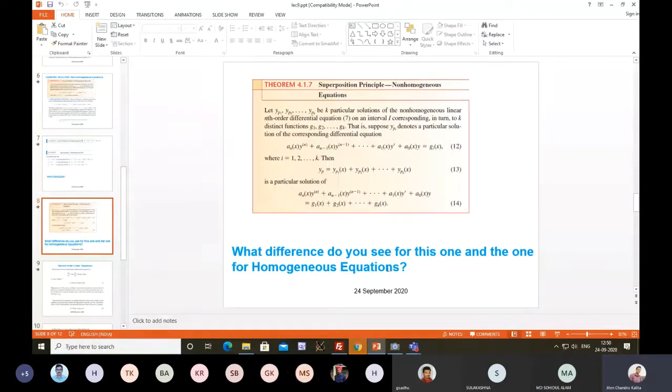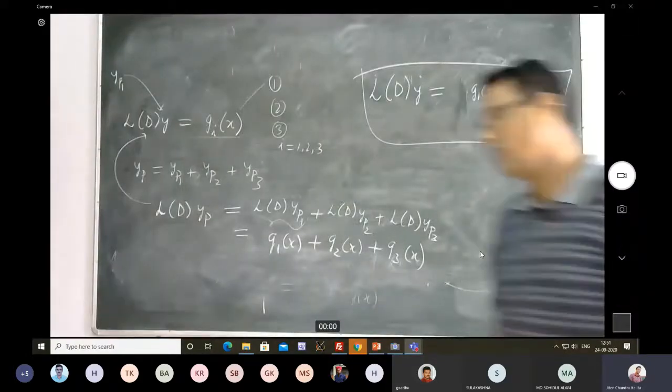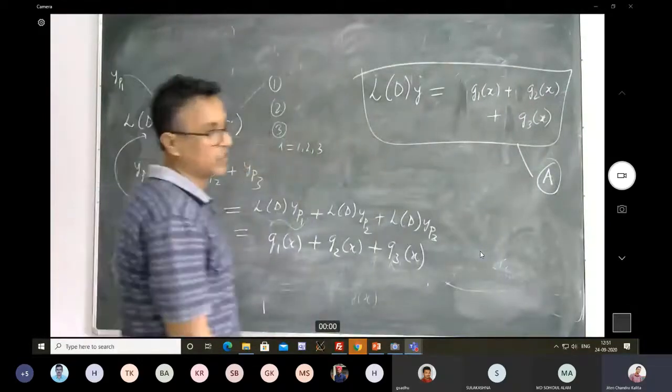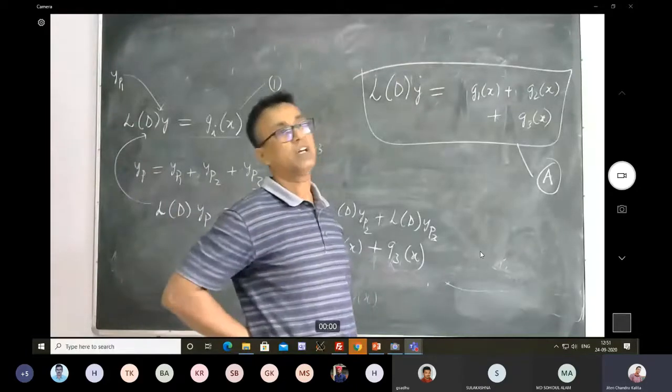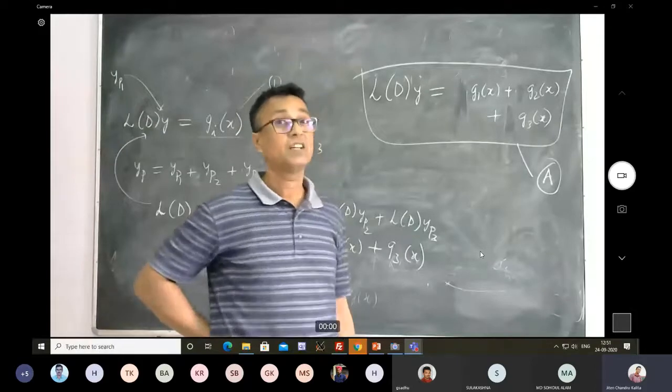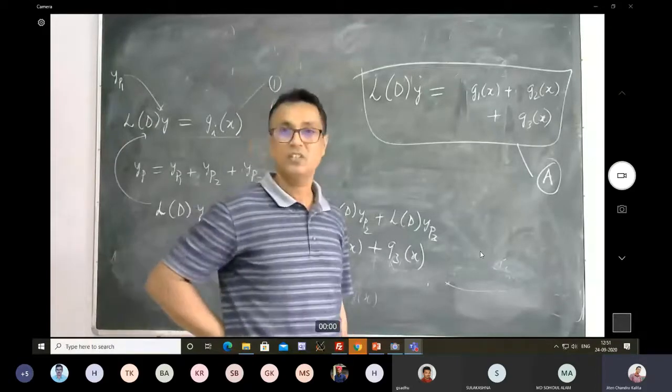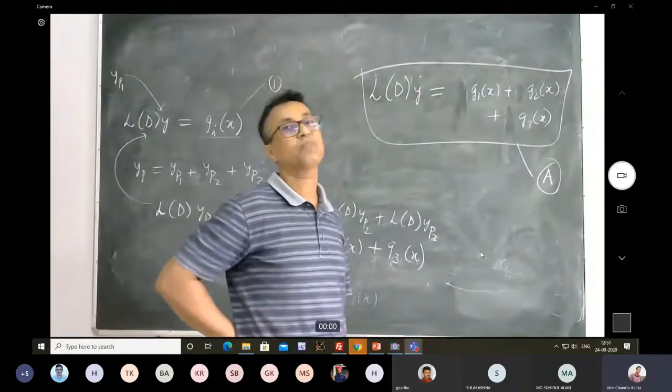Okay? And what difference do you see from this one and the one for homogeneous equations? A linear combination of solutions for homogeneous is a solution, but not in this one. So here the thing is that in homogeneous the right hand side was 0, right? It was pretty straightforward. So whatever linear combination you use, it is always going to be a solution of the original homogeneous equation. But here you cannot use the original non-homogeneous equation, isn't it? So accordingly, definitely you have to change it.